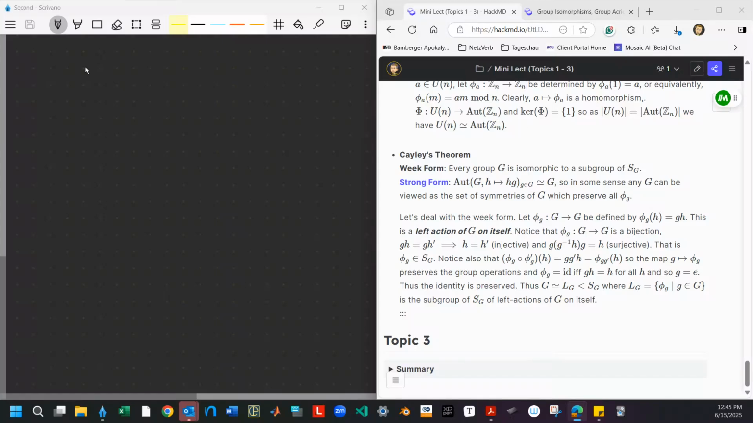Okay, so the really last video I want to do here is going to be about Cayley's theorem and then just a little bit about group actions in general. So I'll do Cayley's theorem first, which is an example of a group action. There's a weak form and a strong form. I won't actually do the strong form. I'll show you in the notes where I do have the strong form.